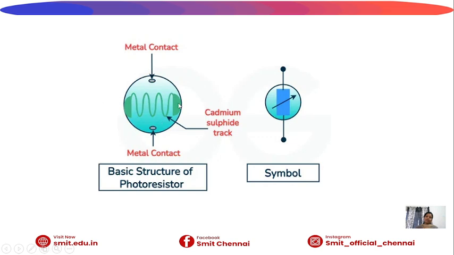This is the basic structure of a photoresistor. This is the strip that is made up of cadmium sulfide. These are the two terminals, that is metal contacts, one is plus and another one is minus, power and ground. This is the symbol of the photoresistor.